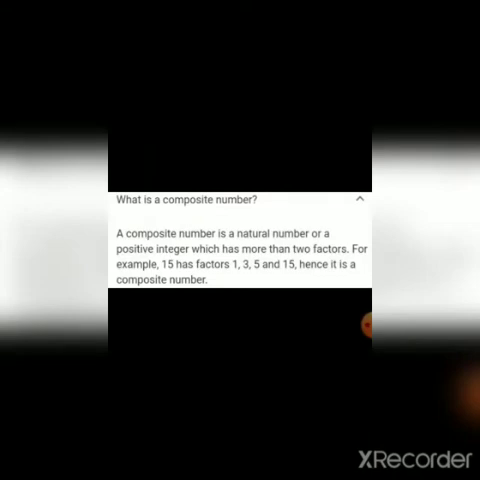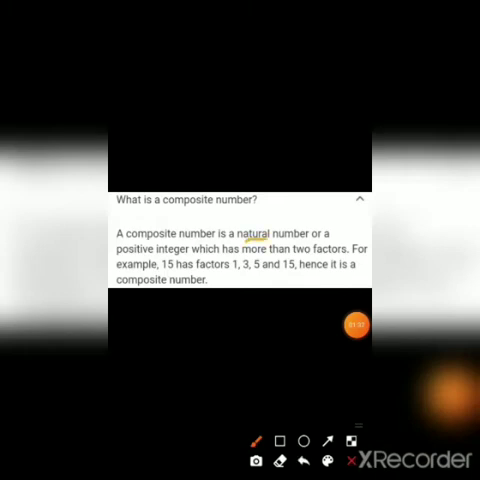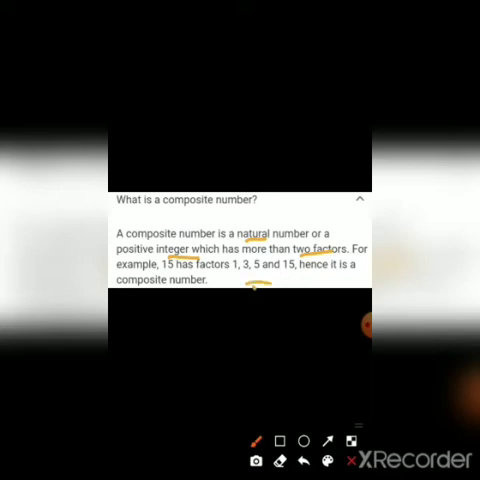What is a composite number? A composite number is a natural number or a positive integer which has more than 2 factors. For example, 15 has factors 1, 3, 5 and 15. Hence, it is a composite number.